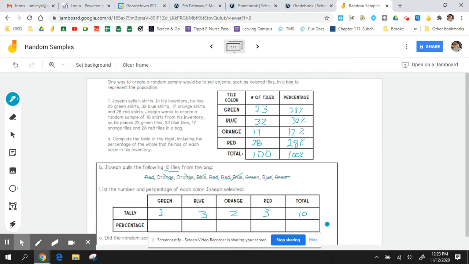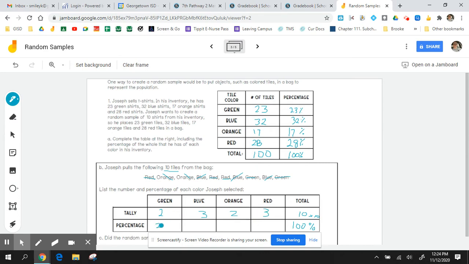Okay. So if we're looking, we have a total of 10 tiles. Now we know we want to get to 100%. And if I want 100%, 10 times what will get me to 100? So we want to multiply by 10 to get to 100. So each one of these tiles, the green, the blue, orange, and red, is going to be multiplied by 10.